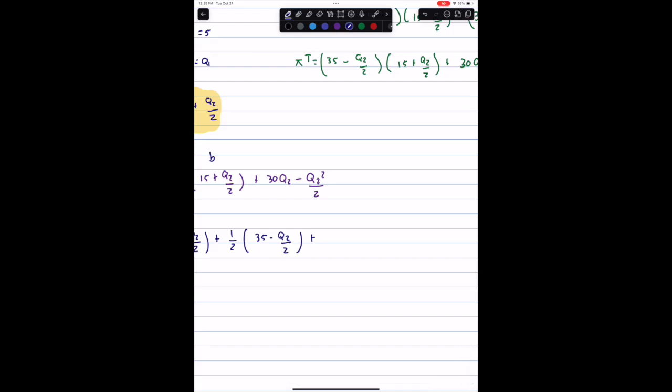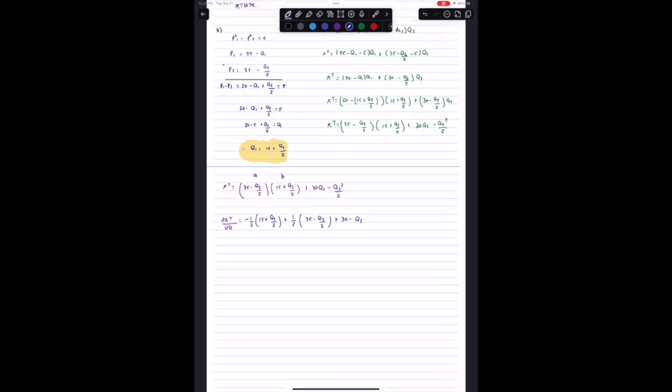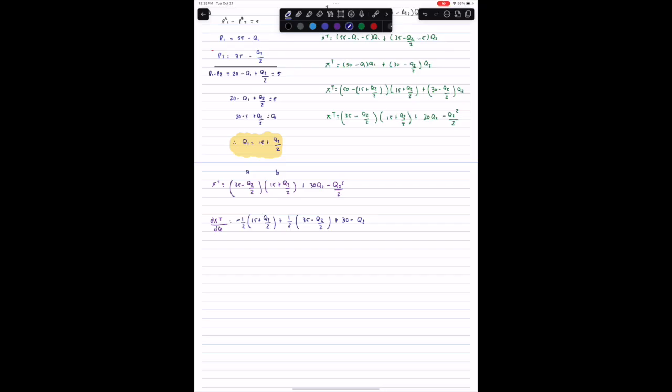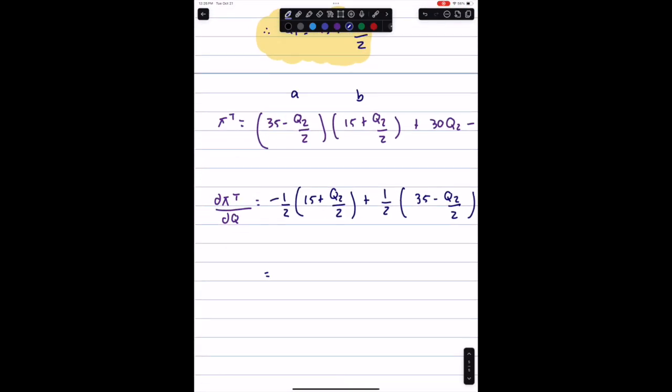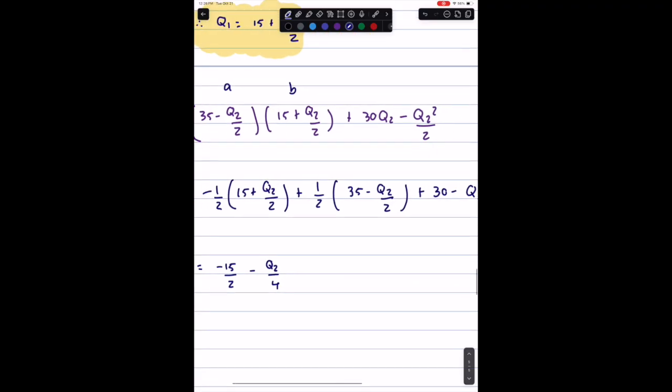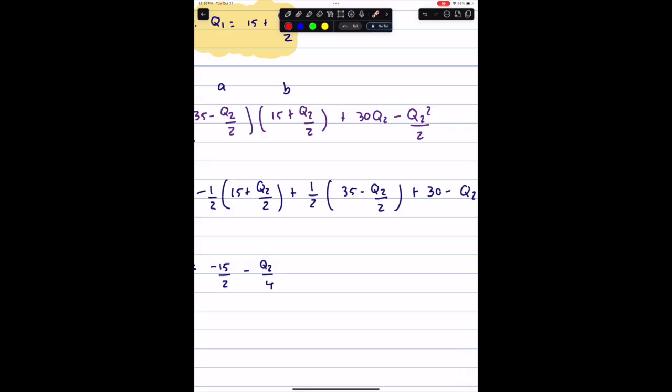The derivative of 30 Q2 is just 30, and the derivative of Q2 squared over 2 is just equal to Q2, right, because it's going to be 2Q2 over 2. The 2s cancel out, and we're going to get negative Q2. And now from here, we solve the derivative. All we have to do is expand, right? We know we're going to set the derivative equal to 0. So we know 0 is going to be equal to negative 15 over 2 minus Q2 over 4, because 2 times 2 is 4, right here. Negative 1 times Q2 is negative Q2.